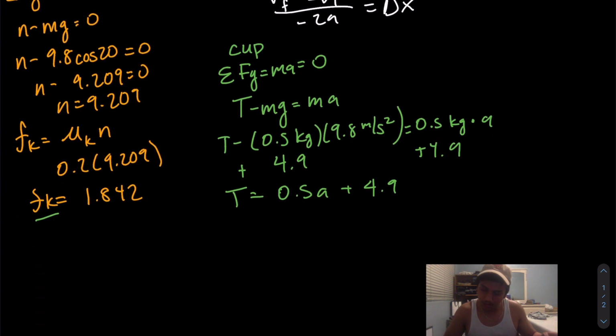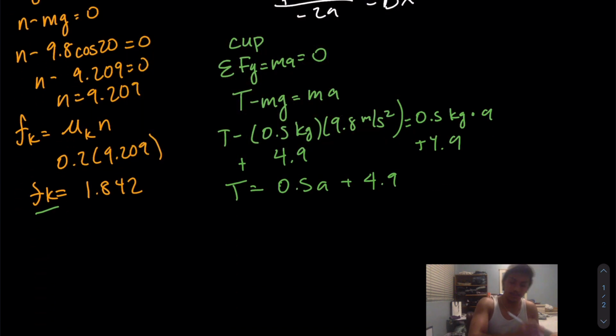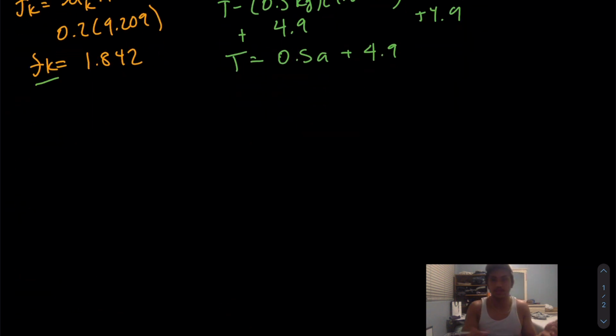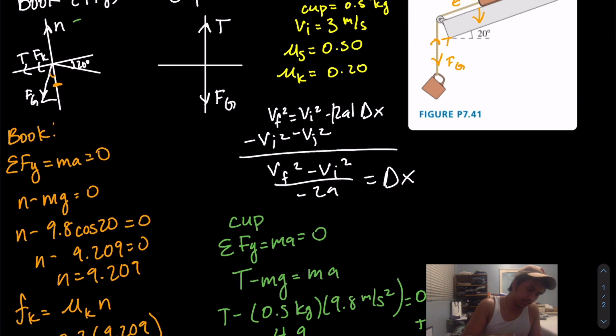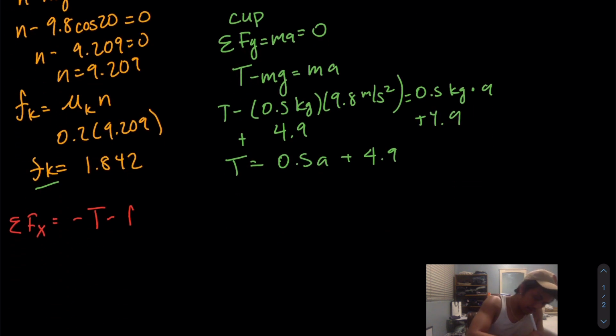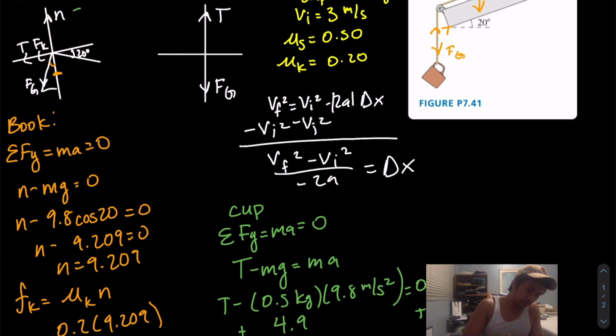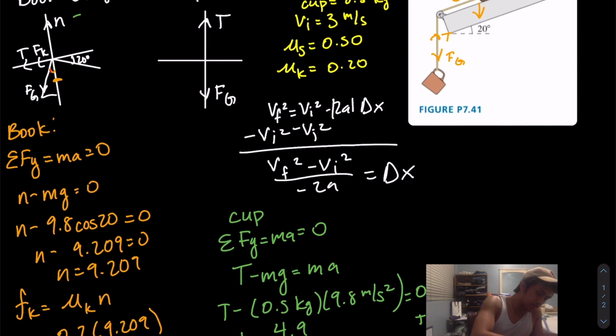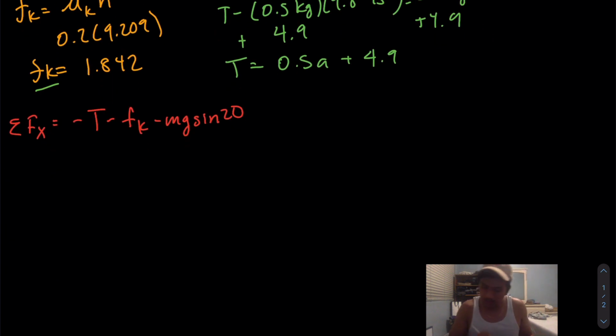Okay. Now I'm going to do the sum of the x's for the book, because it's asking how far the book slides. So the sum of the x's for the book equals negative T, because T is going to the left, minus the force of friction for kinetic, because it's going to the left, minus mg sine 20. I'm using sine 20 here because that's the x component for gravity, because here's the angle, so sine is opposite. So that's my x, and that equals ma.